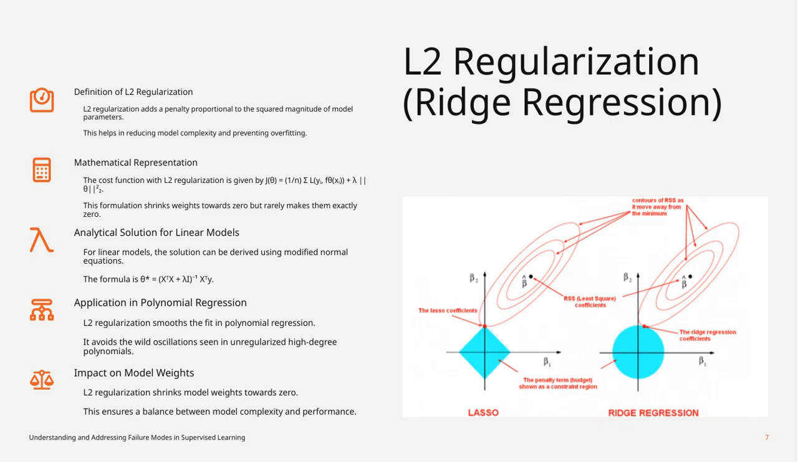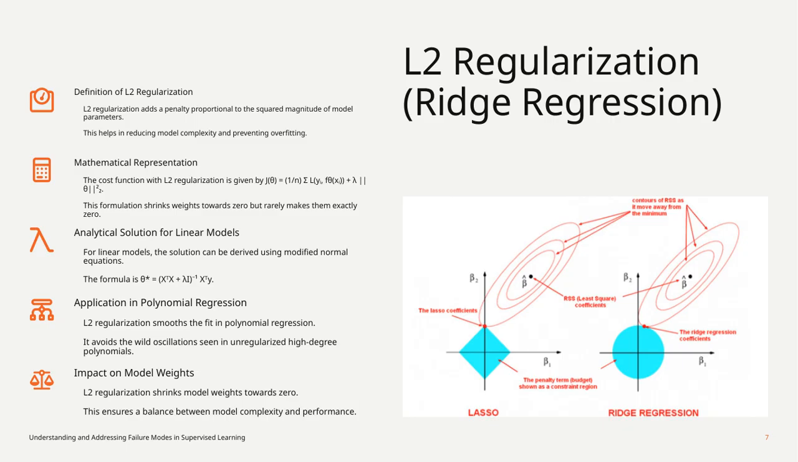For linear models, there's an elegant analytical solution. Instead of iterative methods, we can derive the optimal weights using a modified version of the normal equations. The formula is theta star equals the inverse of X transpose X plus lambda times the identity matrix, multiplied by X transpose y. This straightforward adjustment ensures regularization is embedded directly into the solution. Mathematically, the cost function with L2 regularization includes a penalty term. It looks like J of theta equals the average loss across all data points plus lambda times the squared norm of theta.